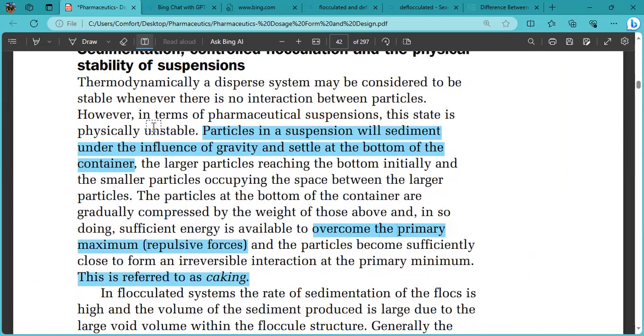Thermodynamically, it could be considered to be stable. However, particles in a suspension can sediment under the influence of gravity and settle at the bottom of the container. So the large particles reach the bottom faster, smaller particles occupy the space between the large particles, and because they keep sitting on top of each other, there's this overall weight. The particles at the top, because of gravity, will carry this weight that will gradually compress those below.